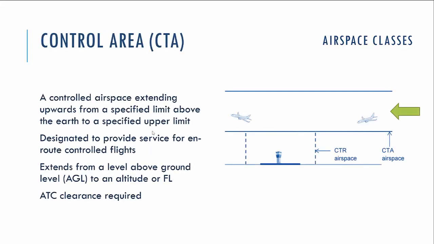So what's the control area? CTA. CTA is the controlled airspace which extends upward from a specific limit above the Earth to a specific upper limit. So this is the area of the airspace designated to provide service for en route controlled flights. And in order to enter this control area, you always need to get ATC clearance.